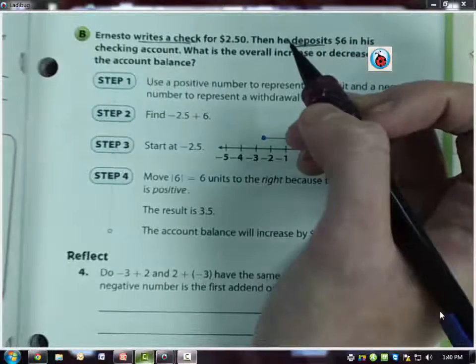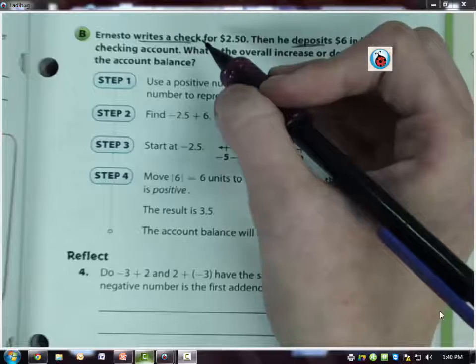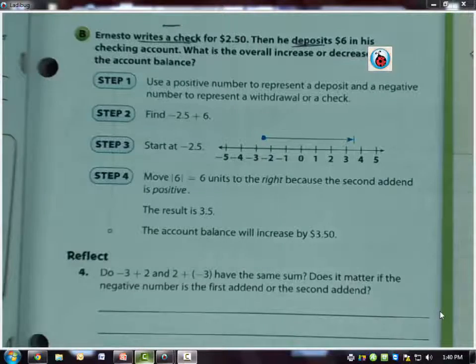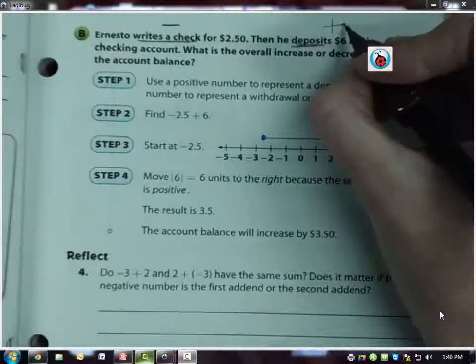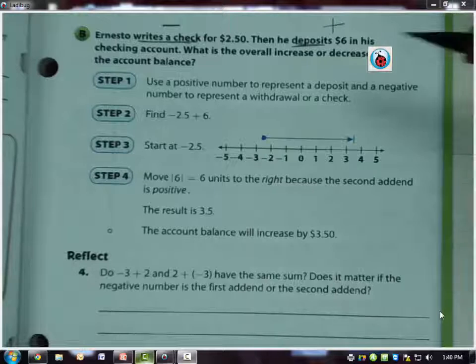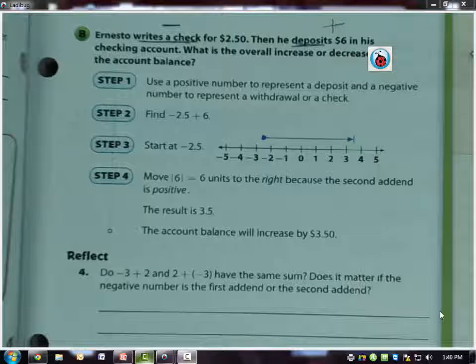Deposit means if someone gives me $6, I'm going to put it in my checking account, so this would be plus. We're going to go over these definitions in a unit in detail, but today just know that deposit means we're adding to our bank account, and writing a check means we're giving someone money out of our bank account. Use positive numbers to represent a deposit and negative numbers to represent a withdrawal or a check.